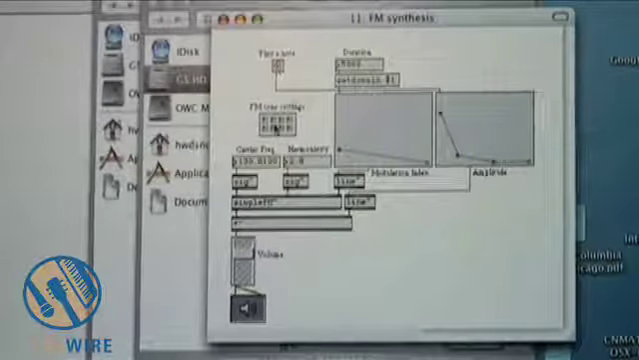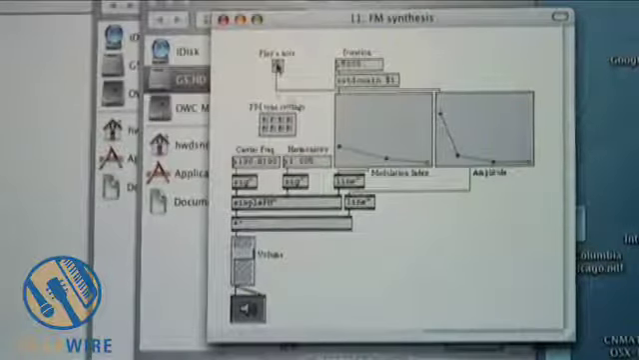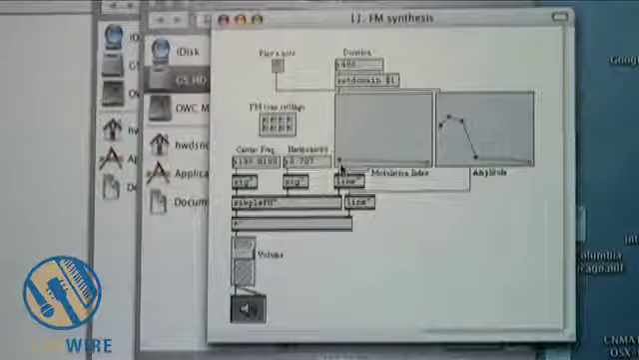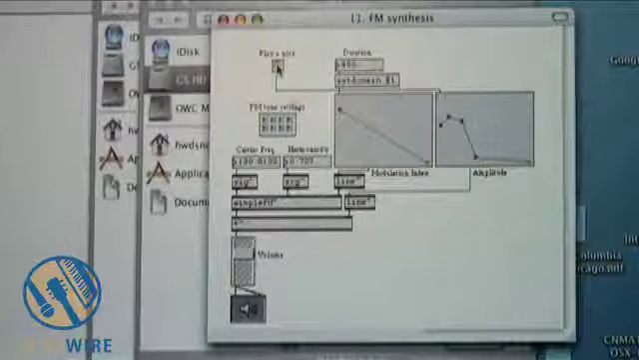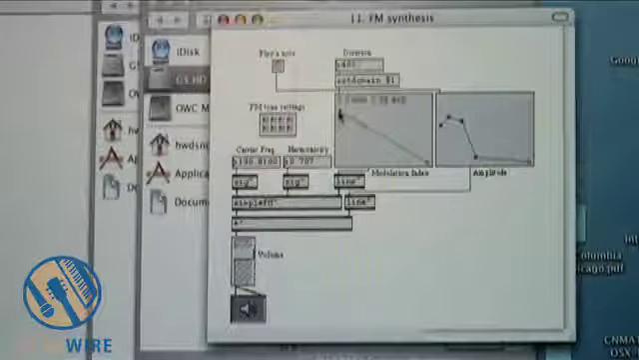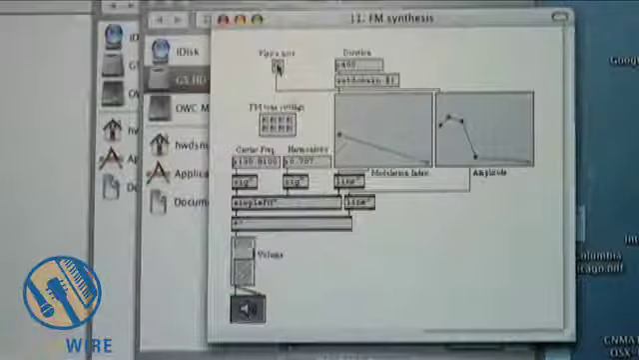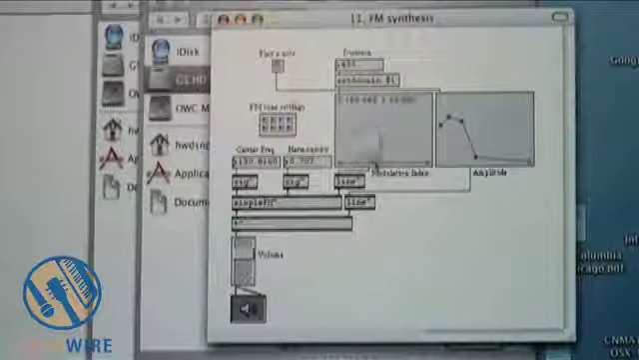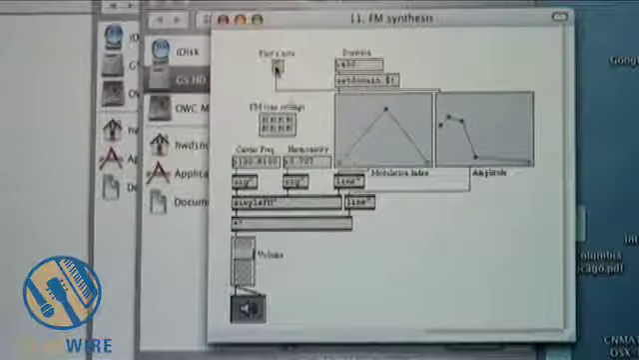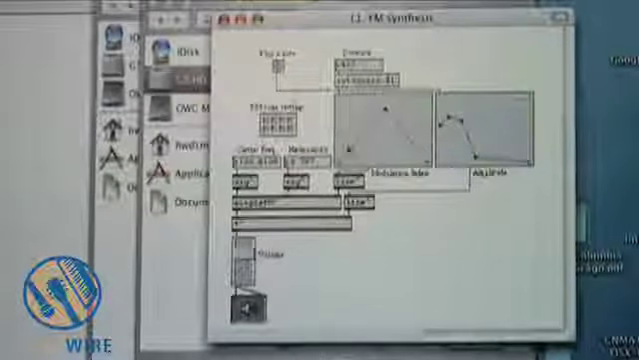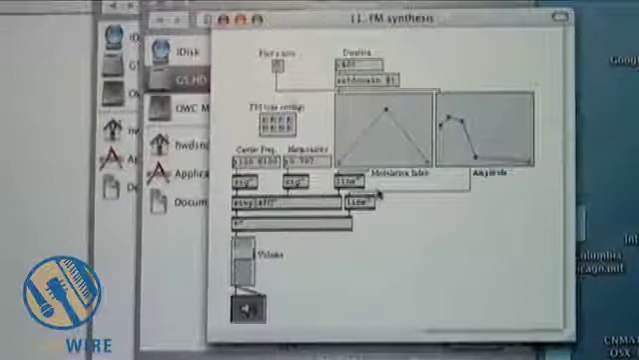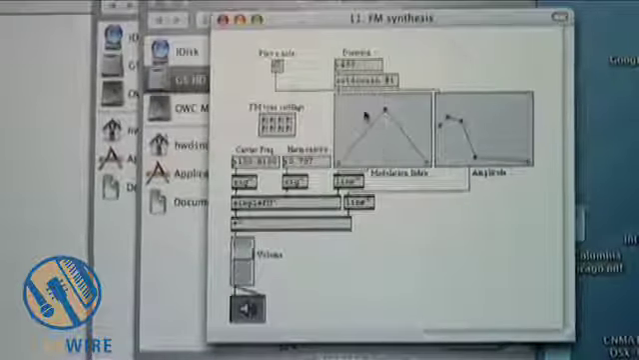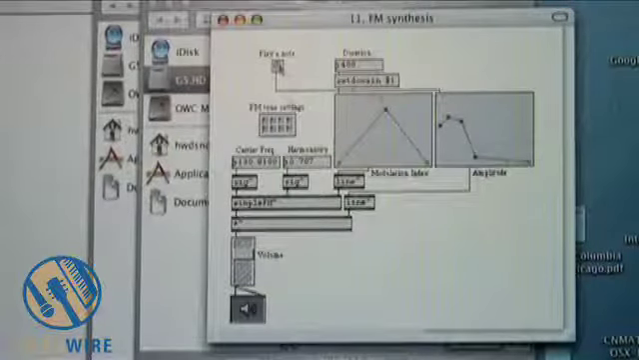FM synthesis is good for creating bell-like sounds like that. And so all I'm doing is just delaying the envelope generator of the oscillator that's doing the controlling, the modulating oscillator. And you can see it changes the sound substantially.